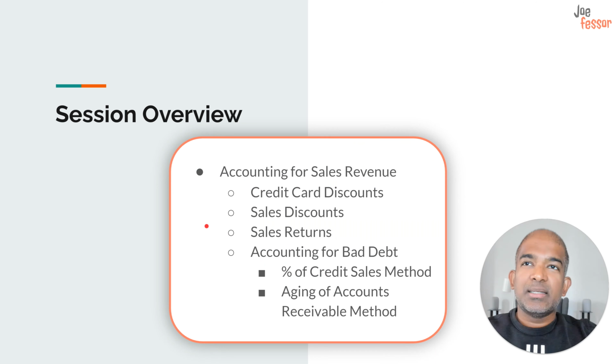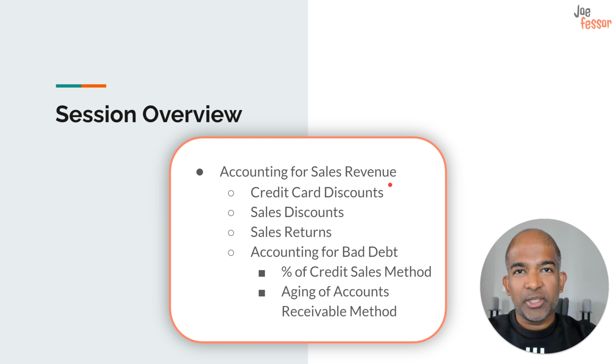So let's get started. In this session, we're going to be looking at accounting for sales revenue. Particularly, we're going to be looking at how to deal with credit card discounts, how to make journal entries when we have to pay credit card discounts, and also when we encounter sales discounts or sales returns. Eventually, we're going to be looking at how to account for bad debt. Whenever we make sales on credit, it is possible that sometimes some customers may not pay us. So we look at how to deal with that from an accounting perspective.